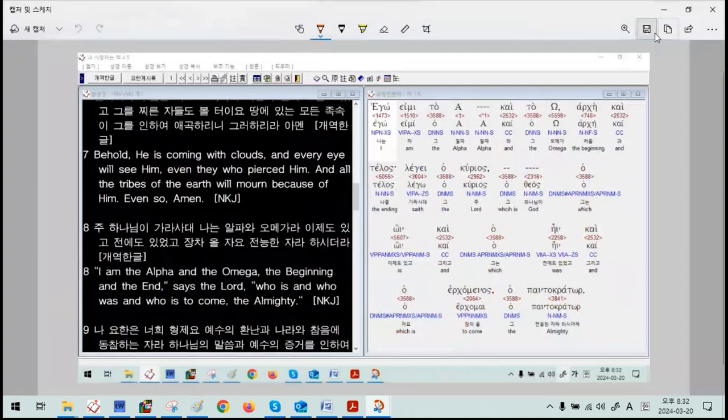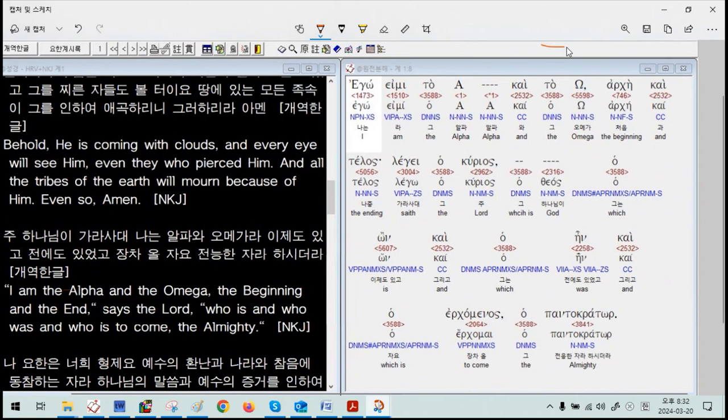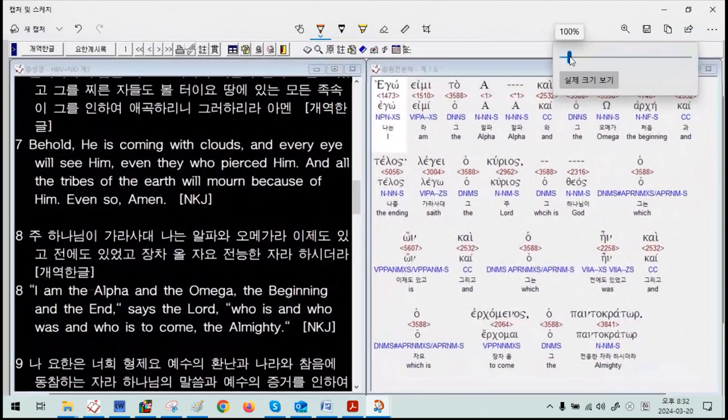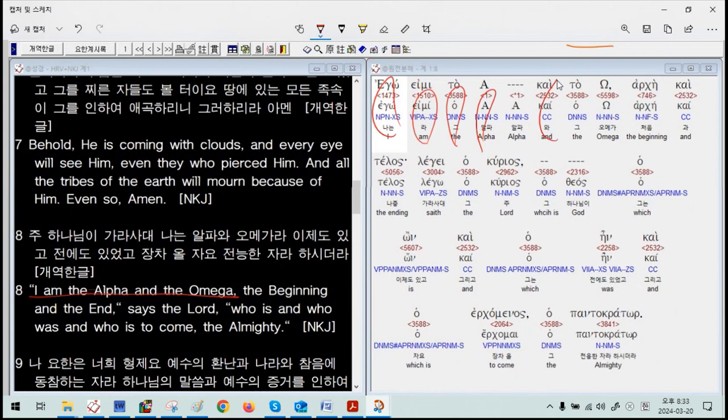English translation incorrect. Here you go. Okay, we're going to do it again. Here, I am the Alpha and the Omega. So far, so good. I am the Alpha and the Omega, beginning and end. There is no definite article. Okay. The Lord says.